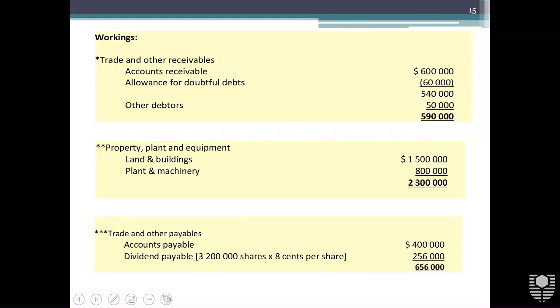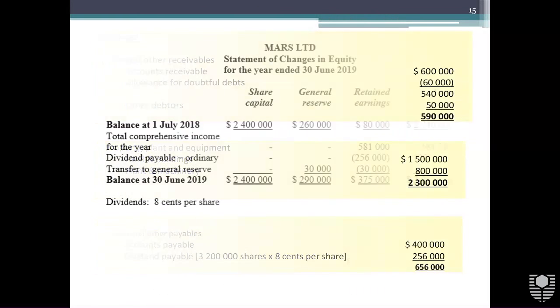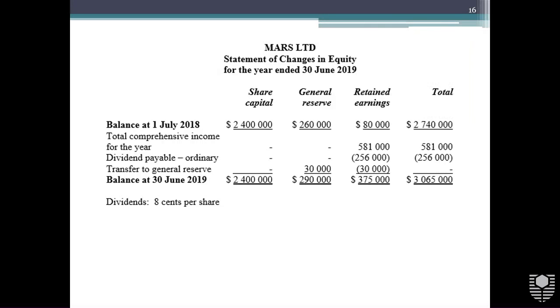That stays the same. Okay, our general reserve, so our balance as at the 30th of June was 290,000. But in the question it said during the year, 30,000 was transferred from retained earnings to our general reserve. So we're going to put 30,000 in there, we're going to minus it out of our general reserve. Right, we know that our ending balance is 290, therefore our opening balance must have been 260. Because the question doesn't tell us, but it must have been.